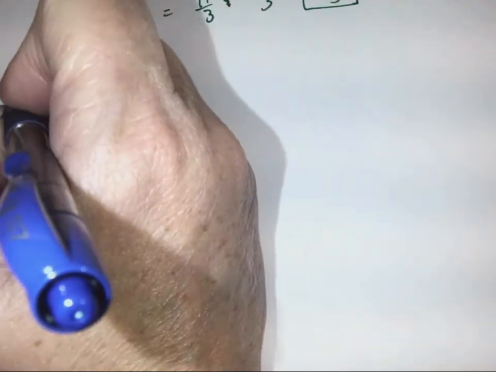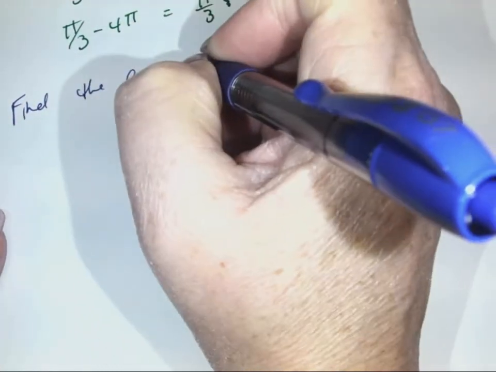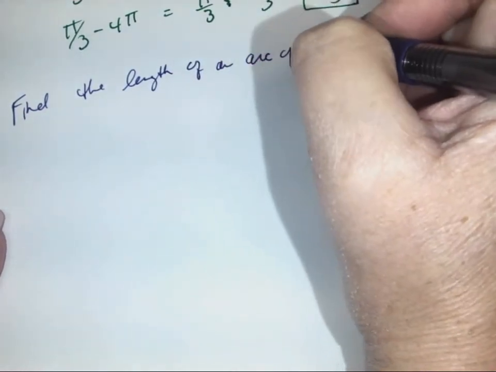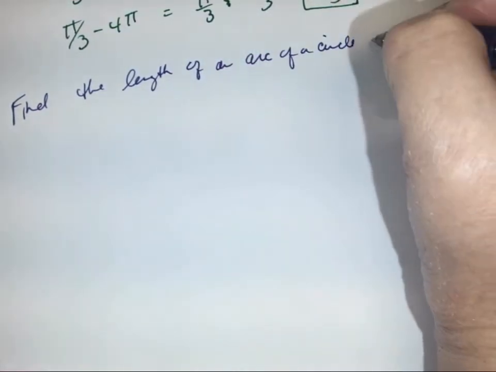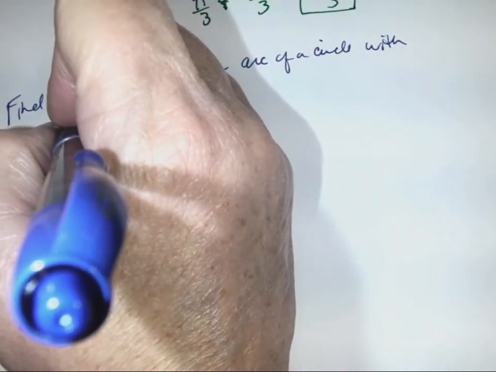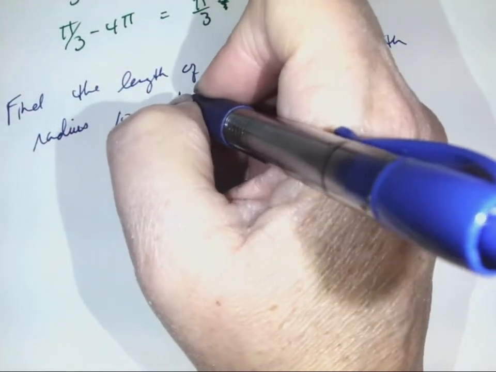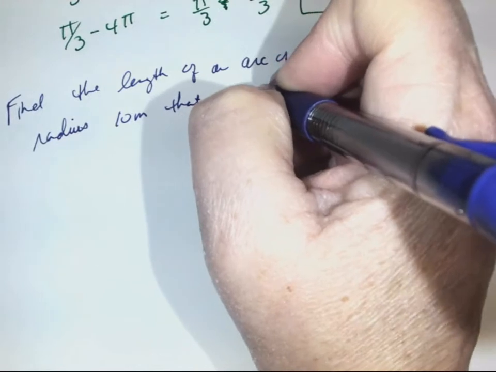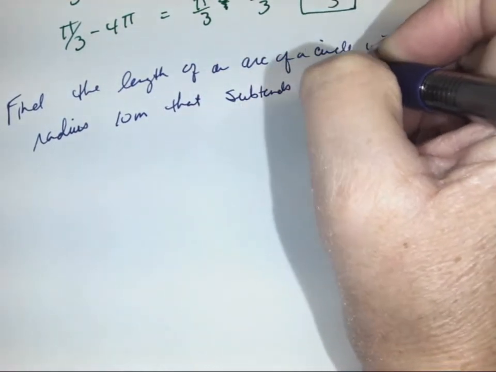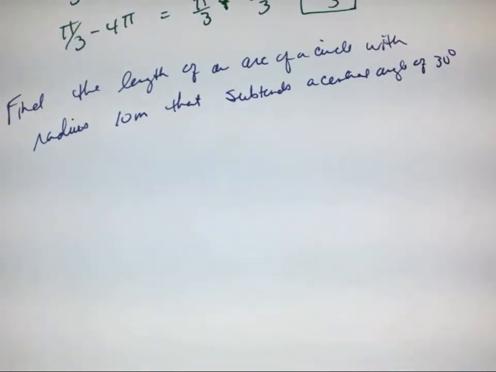You want to find the length of an arc of a circle with a radius that is 10 meters that subtends, remember that just means it's opposite, a central angle of 30 degrees.